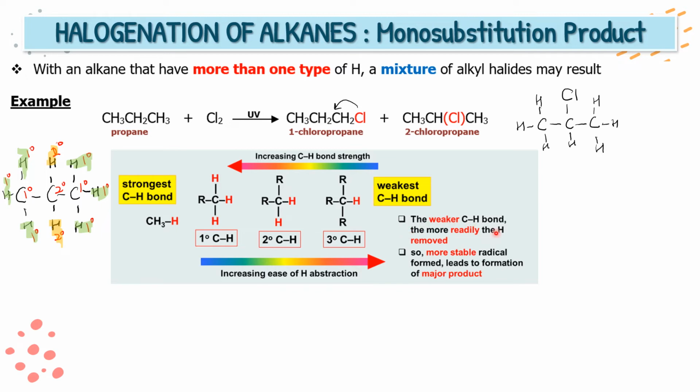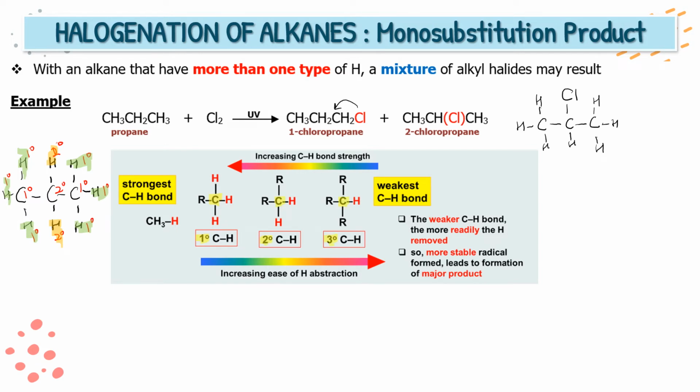So as you can see over here, the weaker the CH bond, the more readily the hydrogen is removed, so the more stable the radical formed, which leads to the formation of a major product. So maksudnya dekat sini, kalau kita nak compare primary carbon, this one secondary carbon, and then tertiary carbon.